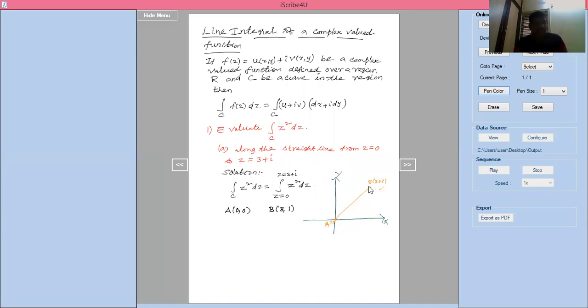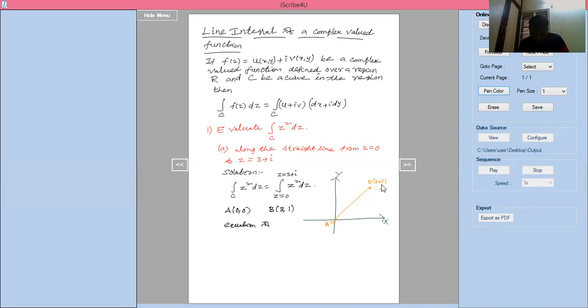Now, with these points, how do we find the equation of this line? A is (0, 0) because z equal to 0 means X is 0 and Y is 0. Z equal to 3 plus i means X is 3 and Y is 1. Now I can find the equation of AB.